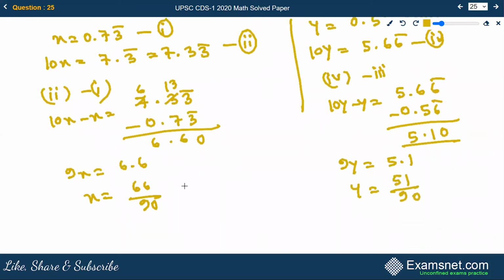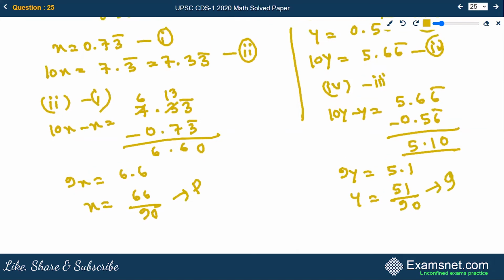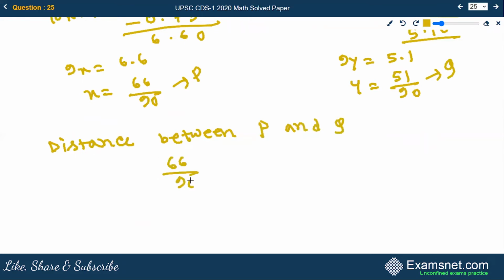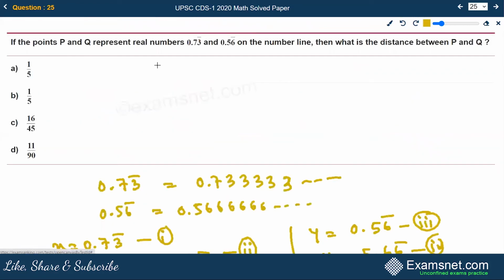So the value of the point P is 66 by 90 and the value of the point Q is 51 by 90. So the distance between P and Q is 66 by 90 minus 51 by 90, which results in 15 by 90. After simplifying, we'll get 1 by 6. Option A will be 1 by 6. Option A is the correct answer here.